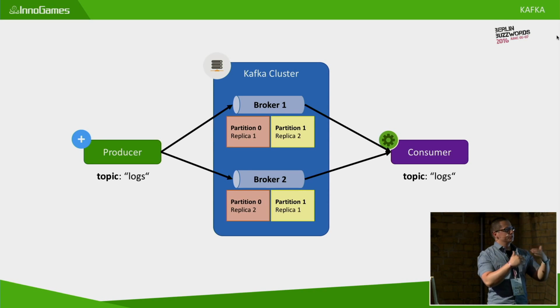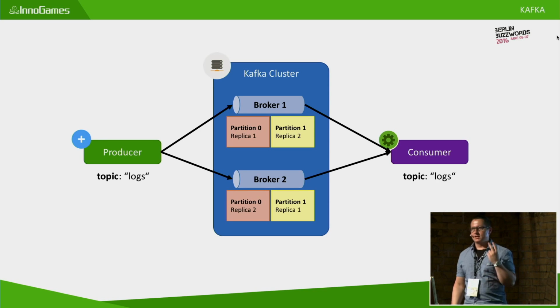You have brokers, you have partitions. So in this example, we have a topic called logs. It has 2 partitions and a replication factor of 2. And it's spread around the cluster in those 2 brokers. So that's basically the idea behind it.